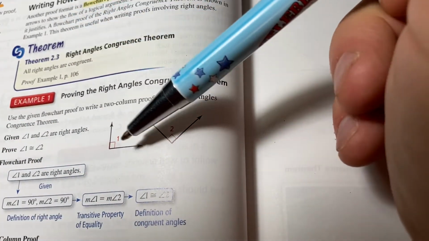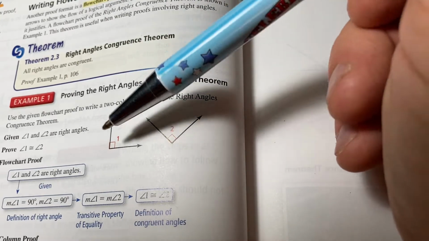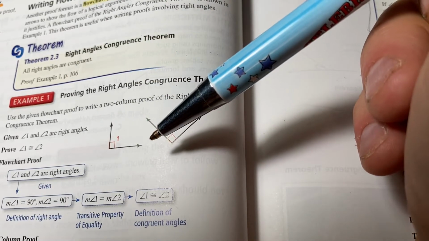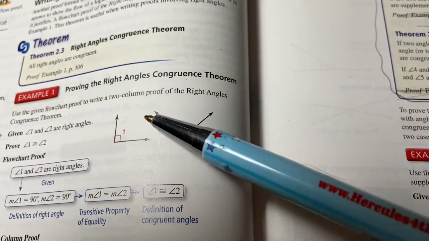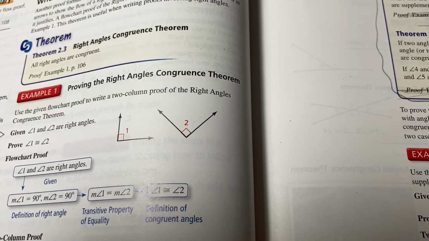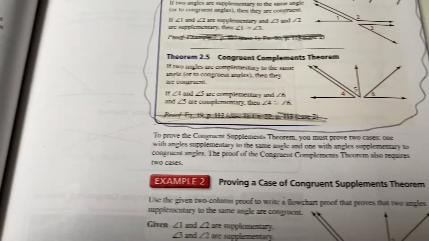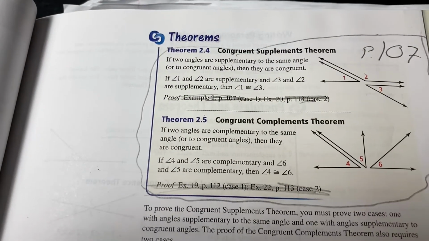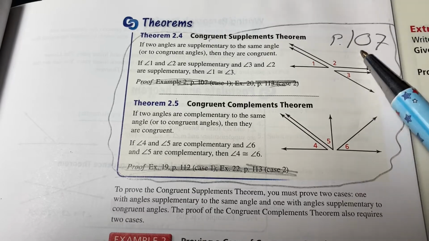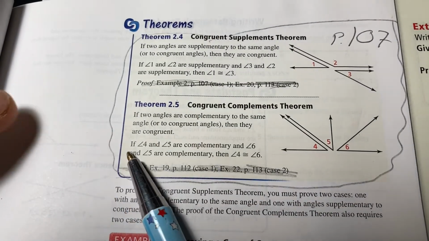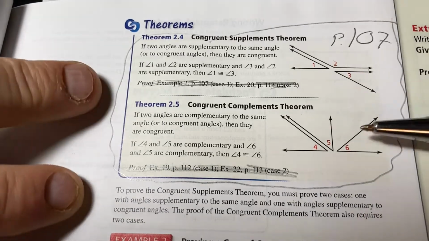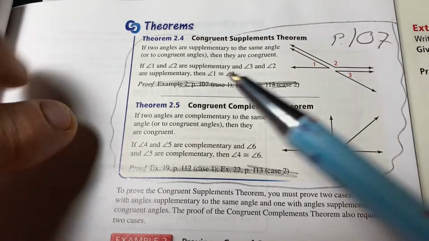All right angles are congruent. If it's a right angle, it's 90 degrees, and if they're 90 degrees, they have the same measurement, which means they're congruent. I think that's kind of a postulate. All right angles are congruent to each other. Hopefully that's pretty straightforward. Then we have this next part on page 107. This stuff you need to put in your notebooks.